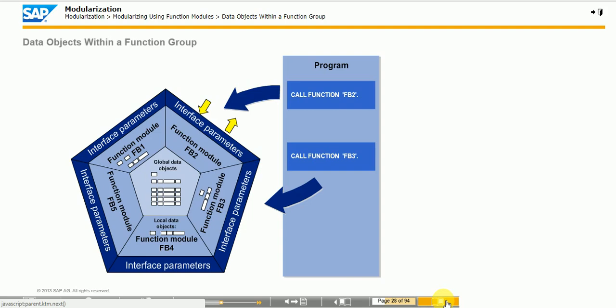If a function module that writes values to the global data of the function group is called, other function modules in the same function group can access the data when they are called in the same program run. Apart from the global data of its function group, a function module can also access its own locally defined data objects and interface parameters. Interface parameters accept data or return it to the calling program.